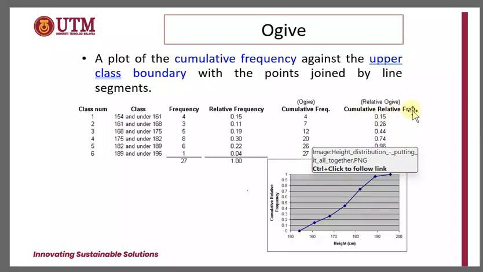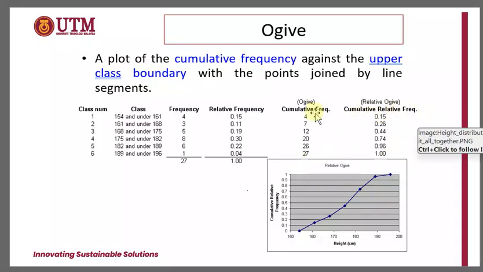Okay, cumulative relative frequency is the same, but you are using relative frequency. The first cumulative relative frequency is the first relative frequency, 0.15. The second one is 0.15 plus the second relative frequency, which is 0.11, equal to 0.26, and so on for the others. And the last one must be equal to 1. Okay, and this is the graph of it. You can find the midpoints and put the points of frequency or relative frequency, then draw the line.